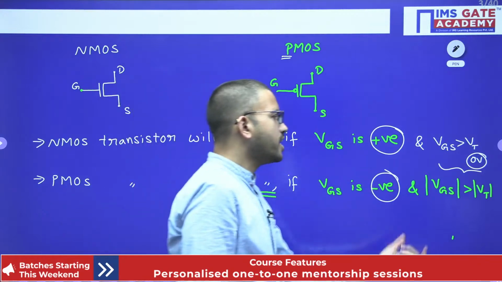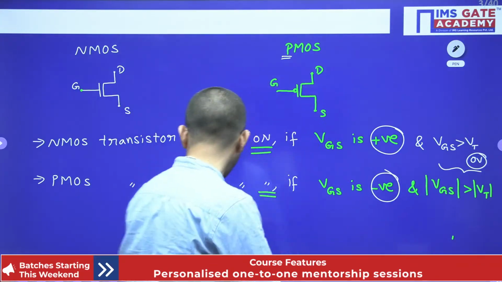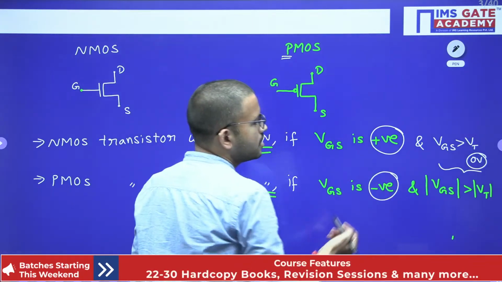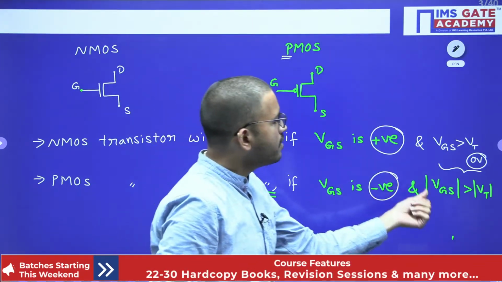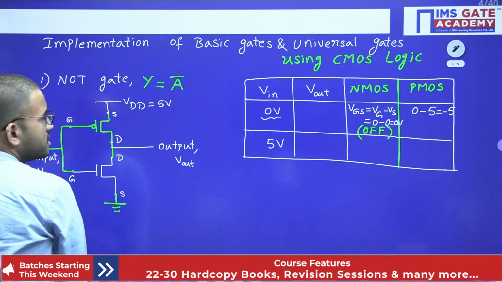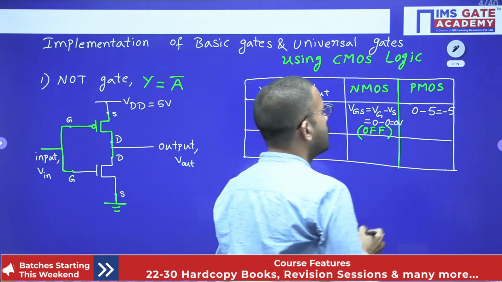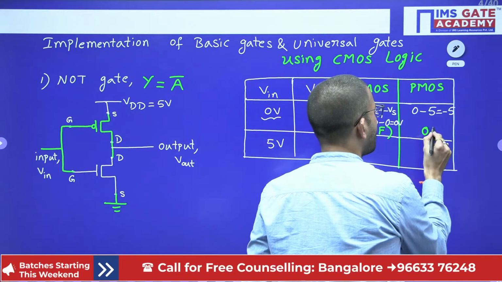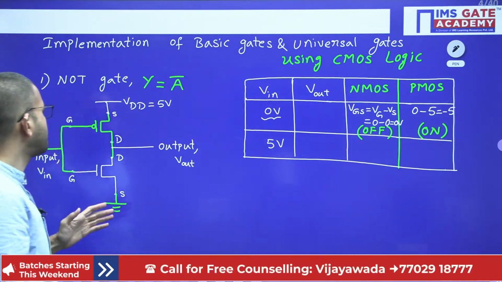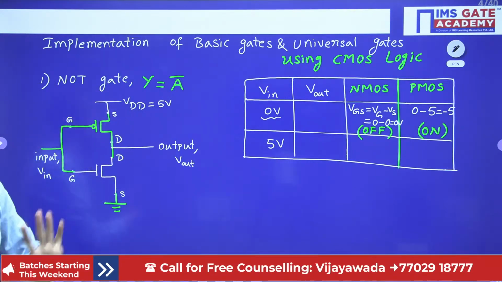And when you have taken modulus of that, then you are getting 5, and 5 is greater than 0. Yes, it's true. So that means in this case, PMOS transistor is on. PMOS transistor is on. Simple logic. Okay, I hope it is clear for everyone.